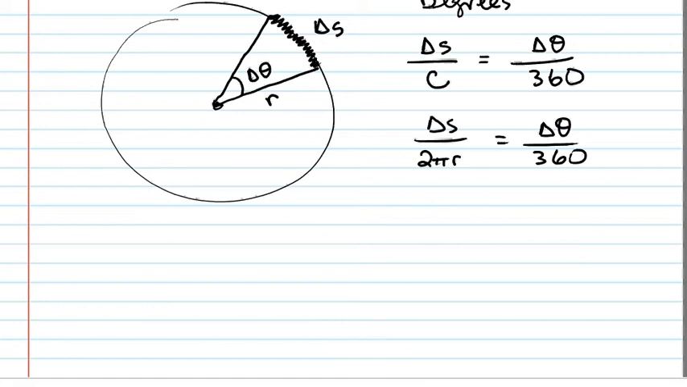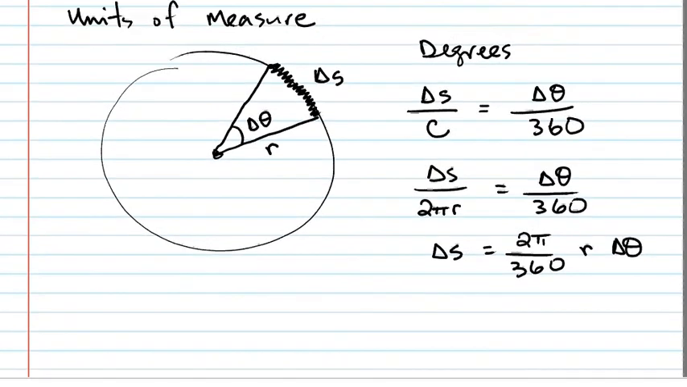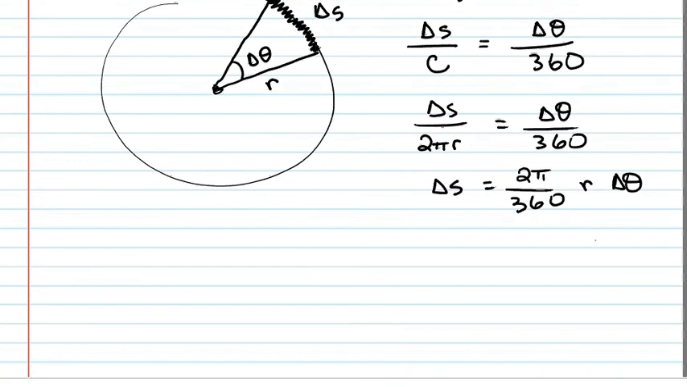And the delta s, multiplying by 2 pi r, rearranging a little bit, we can write this as 2 pi over 360 times the radius times the angular displacement. That equation certainly works, is certainly valid. However, again, if you do a lot of work with this, it just becomes a little bit cumbersome.